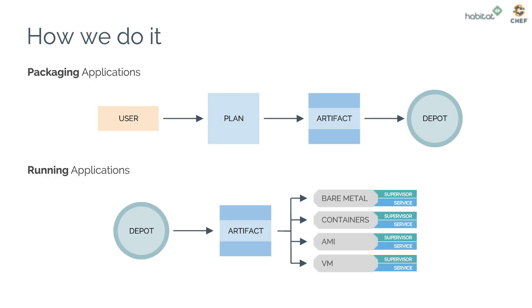So just to quickly go over some of these concepts, when we're packaging applications, a user writes a plan. The plan is used to build your application artifact, and then that application artifact lives in the Builder depot. Then when you take that to run it, you take the artifact out of the depot and export it into the format that you need for the job that you're trying to do. And that can be a bare metal format, containers, AMI, VMs, just whatever's right for the job.